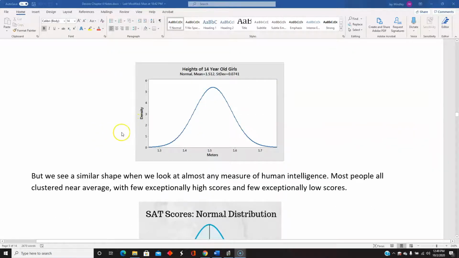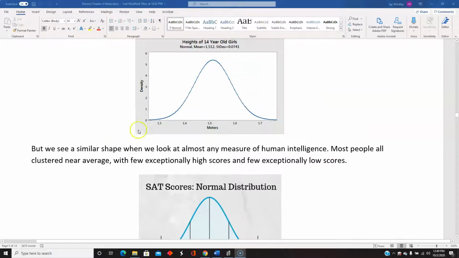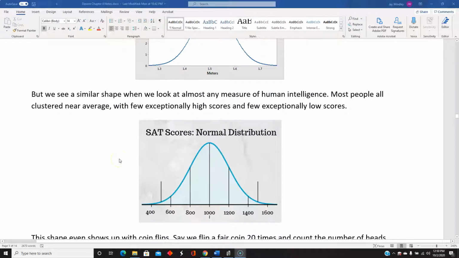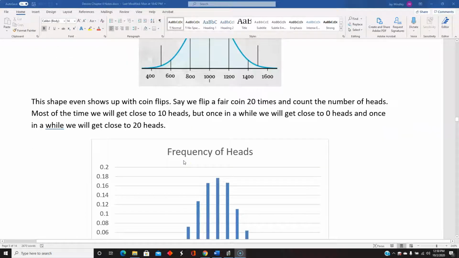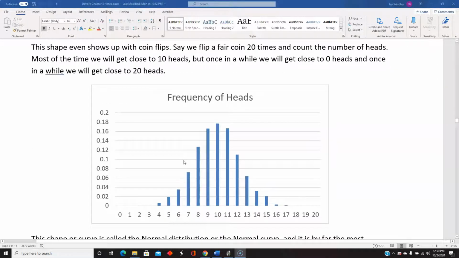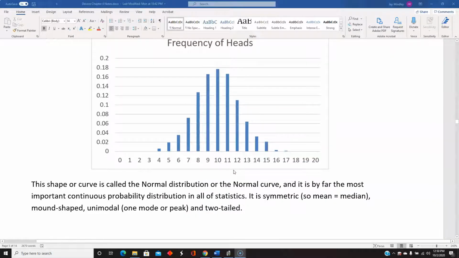Here's an example of SAT scores. This is heights of 14-year-old girls. This is SAT scores. There's a lot of different distributions that have this shape. Even something like flipping a coin. If you flip a coin a whole bunch of times and count the number of heads that you get, the distribution of the number of heads even follows a normal distribution, or at least really closely resembles a normal distribution.